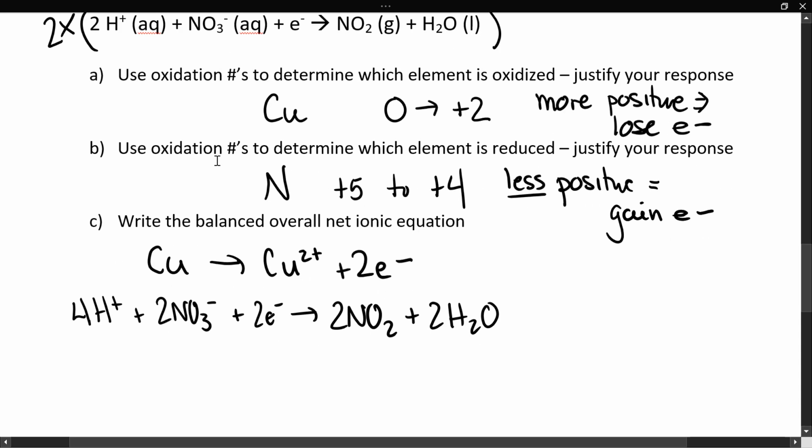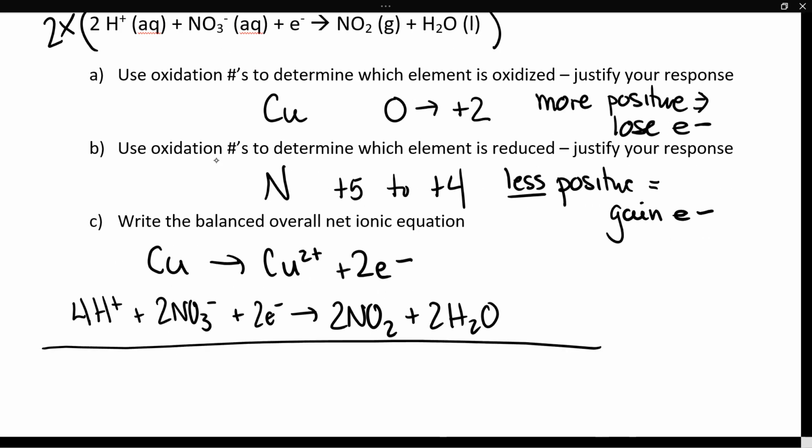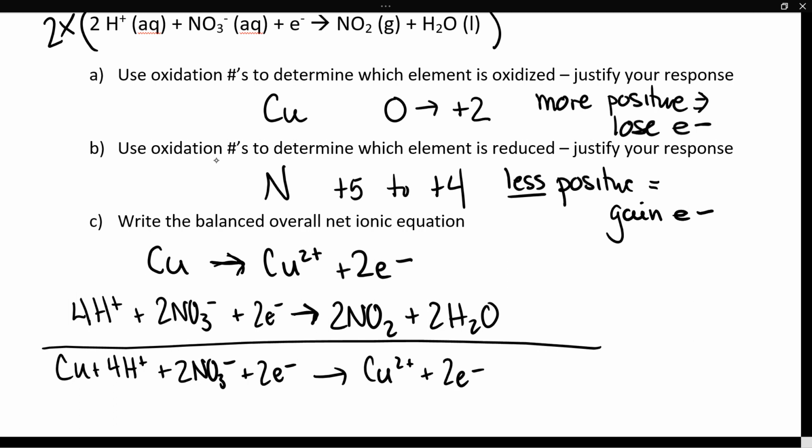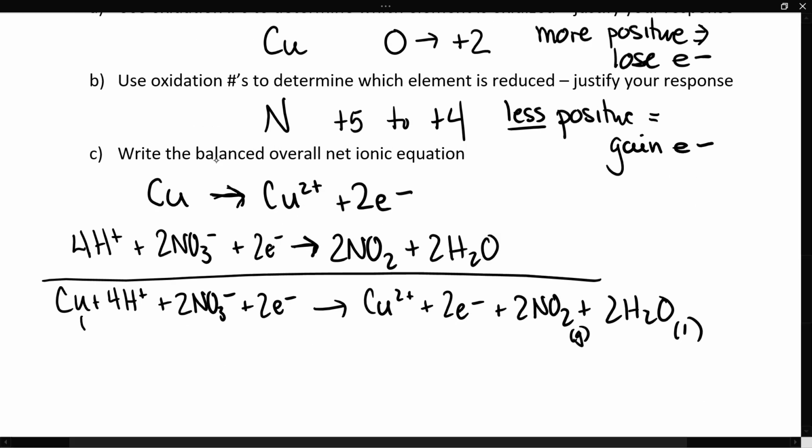And then I'm going to add these up the same way you might add up equations when you're doing algebra. I think it's a similar process here. So I'm going to add up whatever's on the left. So on the left, I have copper and 4 hydrogen ions and 2 nitrate ions and 2 electrons. And then over here on the right, I've got a copper ion, 2 electrons, 2 nitrogen oxides and then 2 waters. I'm getting lazy and not labeling the states of matter here, but here we go.